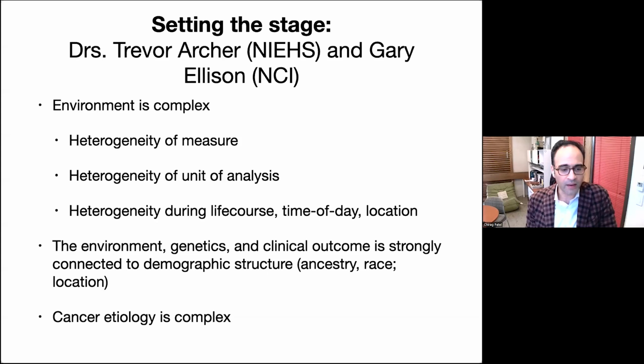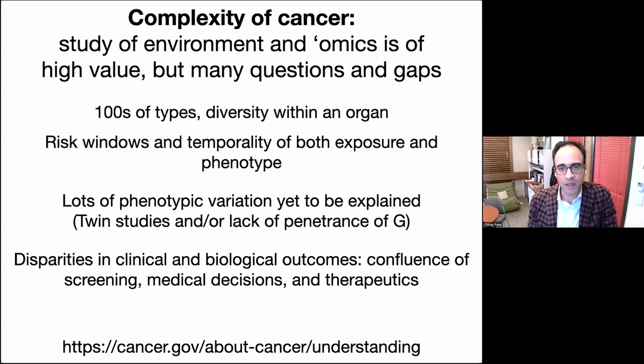And also what I've come to respect is that cancer etiology is very complex. And the complexity of cancer, like other complex diseases, could be informed by the high throughput study of environment and omics. And so why cancer? There are hundreds of types. There's diversity within an organ. As we've learned, there are risk windows and temporality of both exposure and phenotype, and timing, so it becomes a very challenging task, hopefully tractable by the resources that are made available nowadays, like what we'll discuss today.